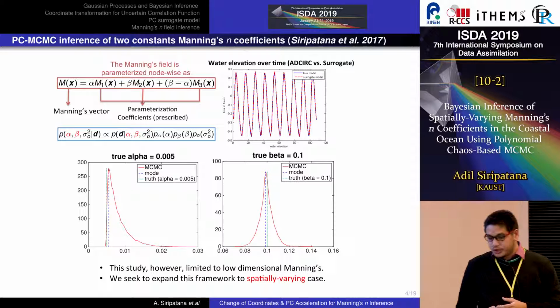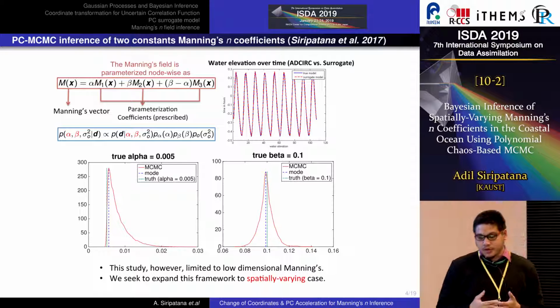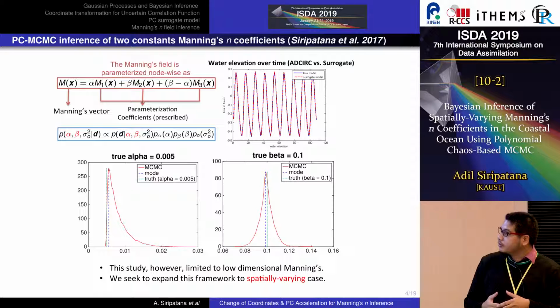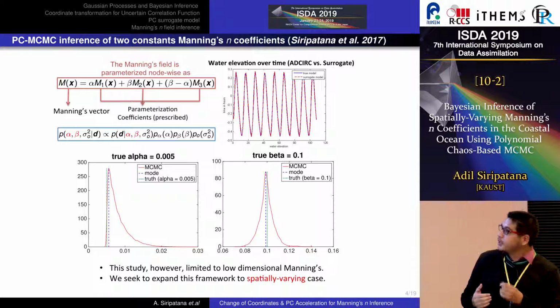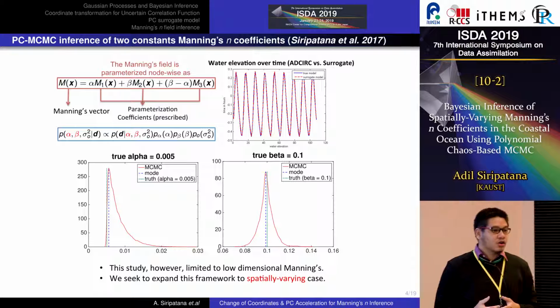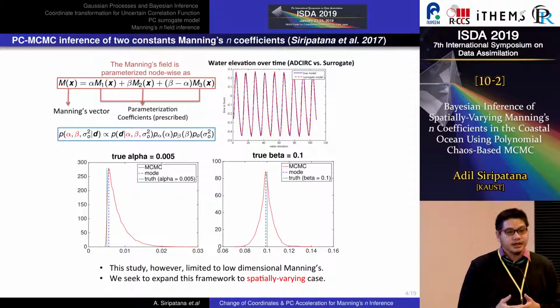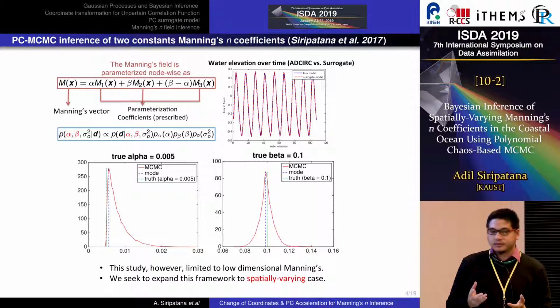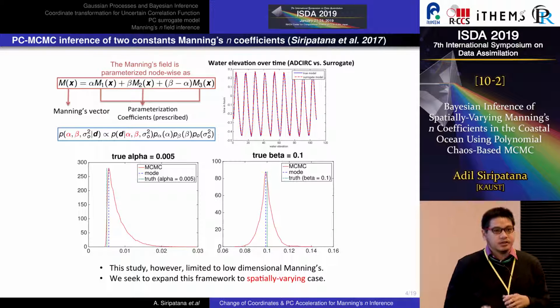All right, so just to give you the context or the idea of the framework that we will be working with, I want to show you the result of the work from 2017. It's already published. In this case, we also infer the field of Manning coefficient, but it's controlled by only two constants, alpha and beta. So we have mx, which is the whole field of Manning, and we have m1, m2, m3, which is like a vector that controls the structure of the whole field.